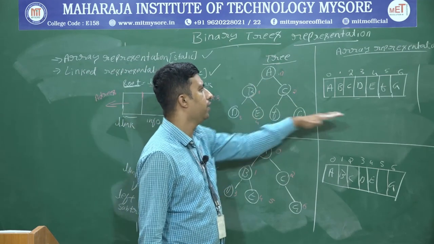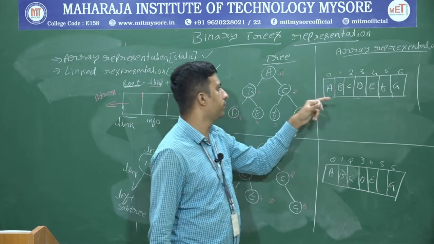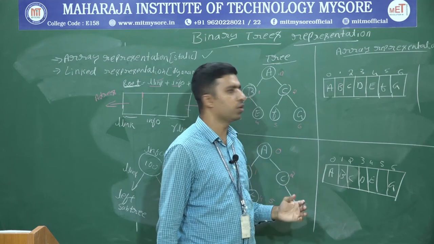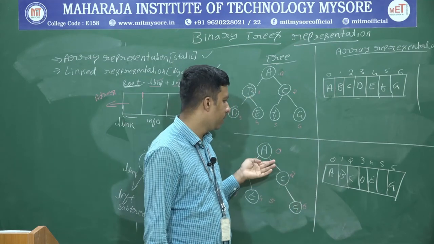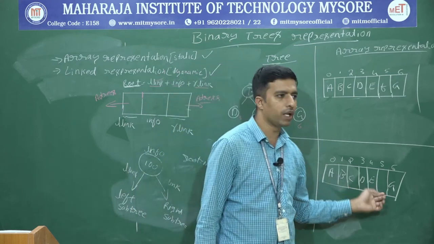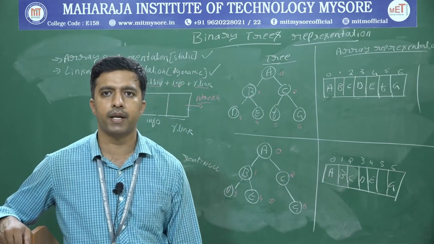See here, the tree is there. Array representation is in this fashion: it continuously stores the information according to the number. If the first array location is null, the tree is empty. In case a node is missing in between, we leave that space empty. This is our representation of a binary tree.